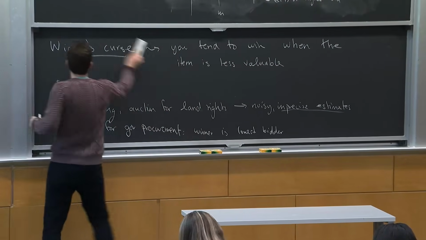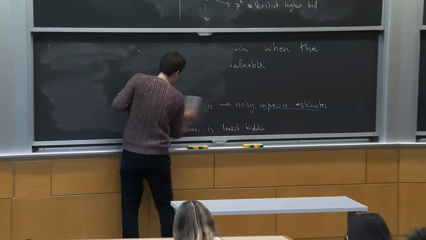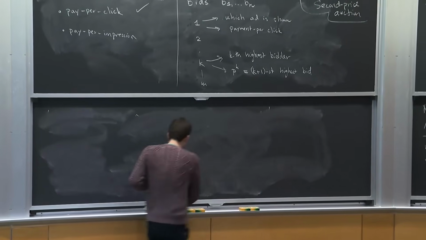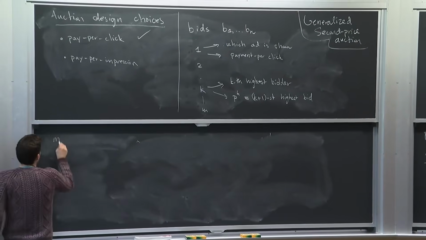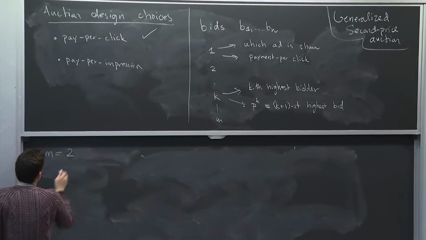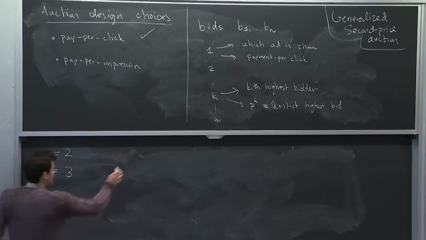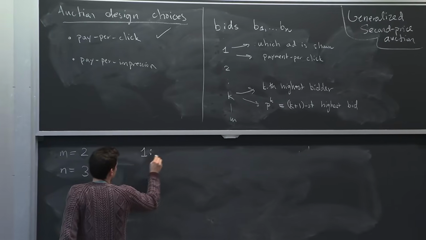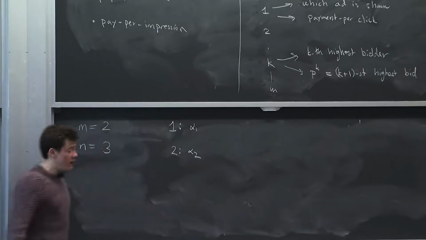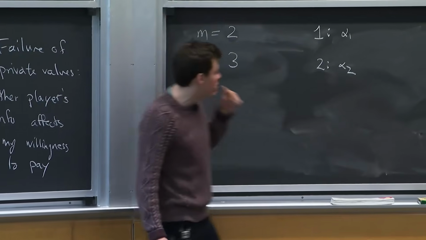OK, so let's go through a simple example to make sure we understand. Let's do an example with m equals 2 and n equals 3. So we have 3 bidders and 2 ad slots. Let's say we have ad slot 1, which has click-through rate alpha 1, and ad slot 2, which has click-through rate alpha 2. We're always assuming that they're in descending order, so alpha 1 is strictly greater than alpha 2.